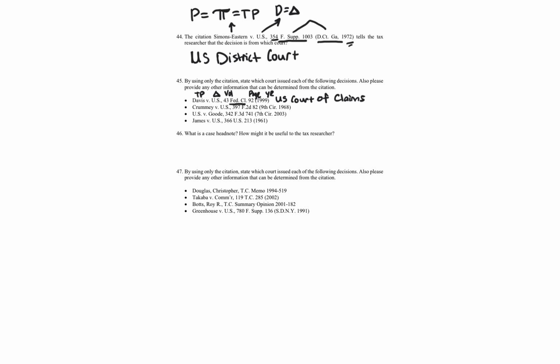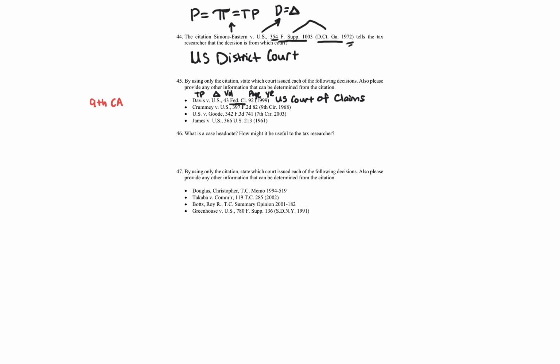Okay, let's go to the next one. The next one is Crummy versus U.S., 397 Federal 2nd 82, 9th Circuit, 1968. So I'm going to write on the left side. Okay, so what court is this? It's the 9th Circuit Court of Appeals. I'm just going to put CA, CA for Circuit Court of Appeals. So 9th CA. It's in the 9th Circuit Court of Appeals.